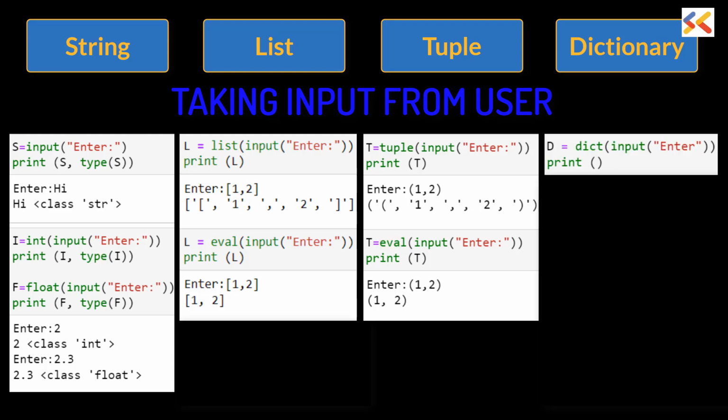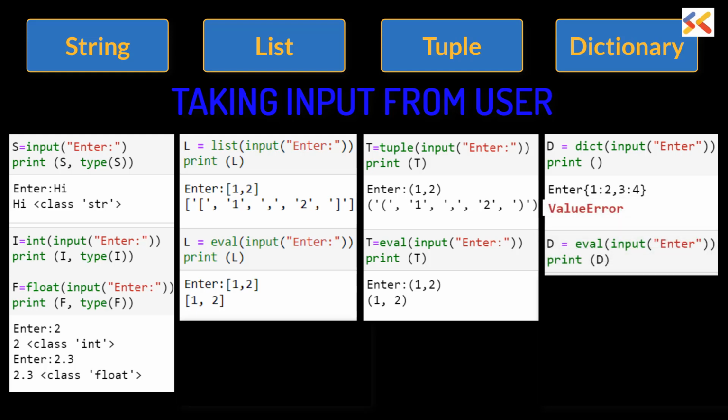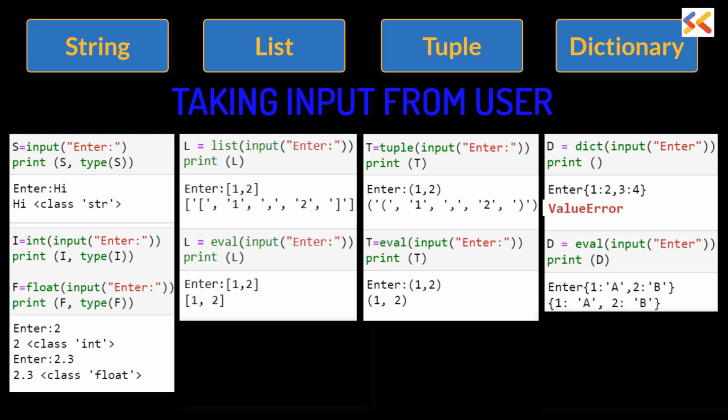Similarly, in eval, if you miss giving round brackets, it will still pack them into a tuple. Now what about dictionary? Here, if you use dict function, it will not work at all and give you an error. We have to use eval function, and if we give a dictionary with proper curly brackets, it will give us dictionary as the output.